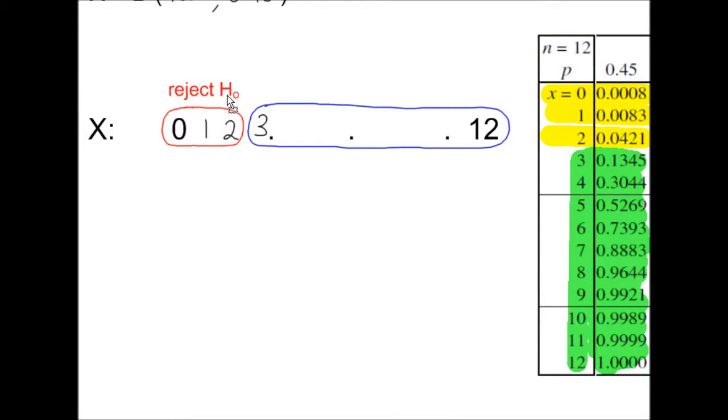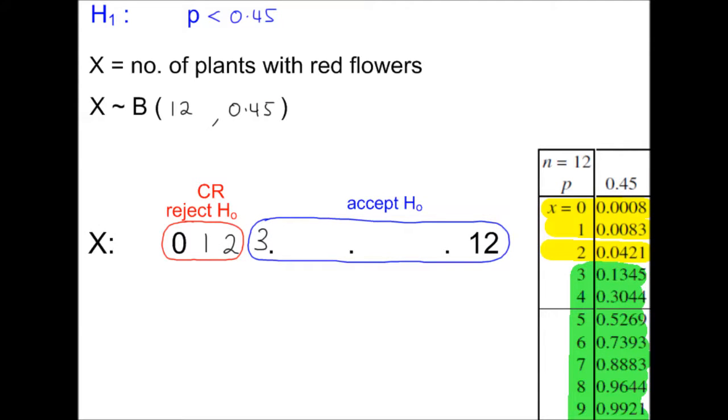So we have the rejection region on this side. This is our critical region. We have the acceptance region on this side. The test value is 2, which is clearly in the rejection region. So we will conclude that there is significant evidence that the proportion with red flowers is less than 0.45, or less than 45%.